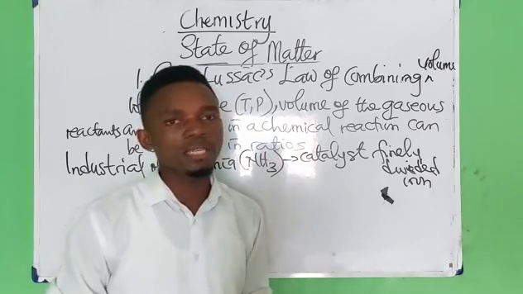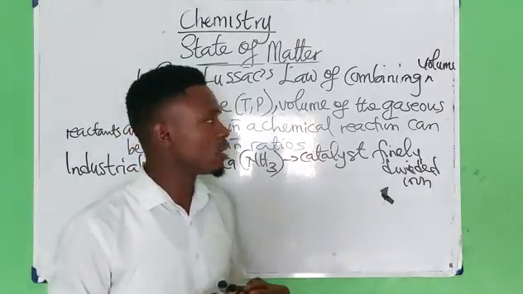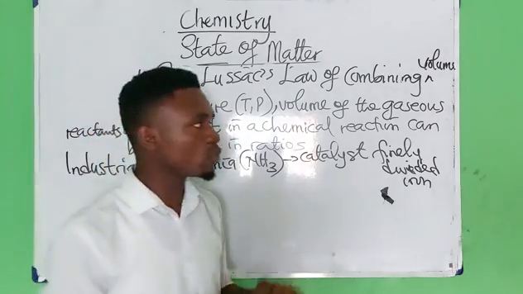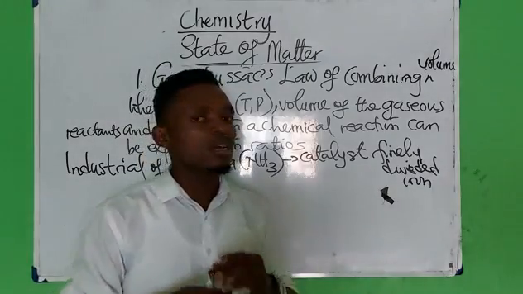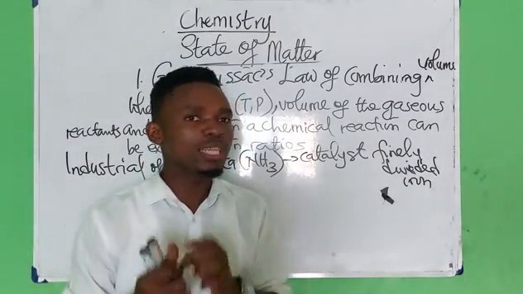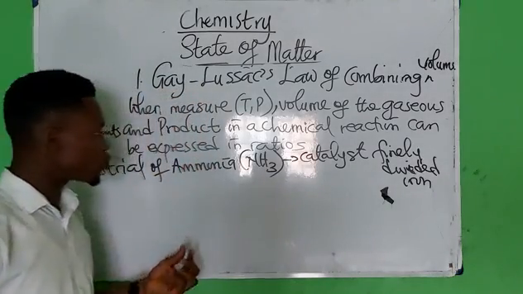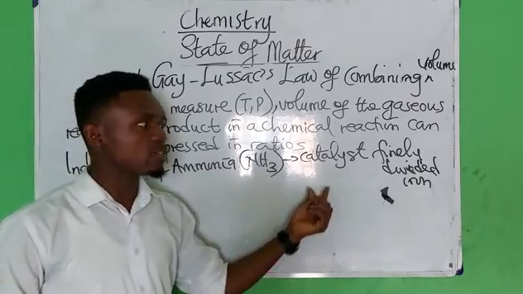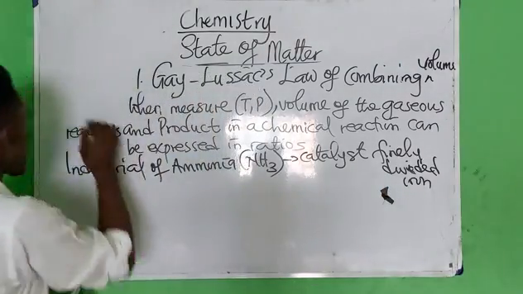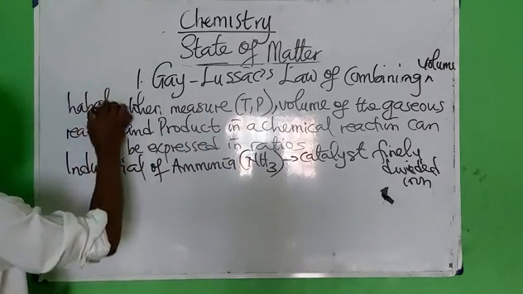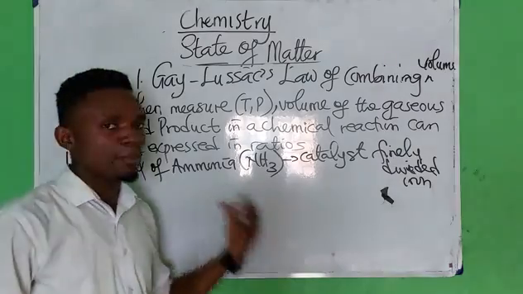We have two types of catalysts. Catalysts that increase the rate of a chemical reaction are called positive catalysts, while the ones that decrease the rate of a chemical reaction are called what? Negative catalysts. So in the industrial preparation of ammonia, the catalyst used is what? Finely divided iron, and they use a process called the Haber process.